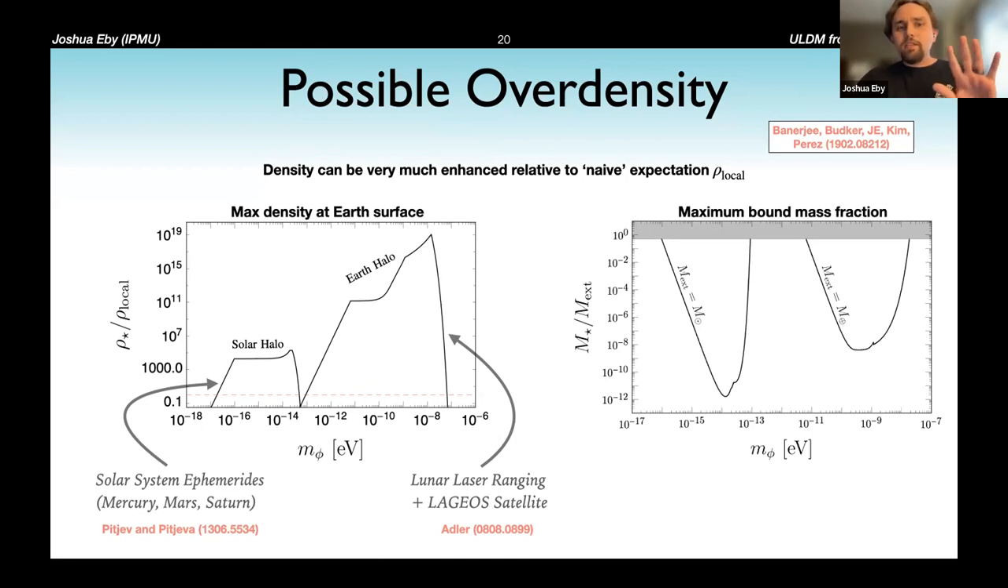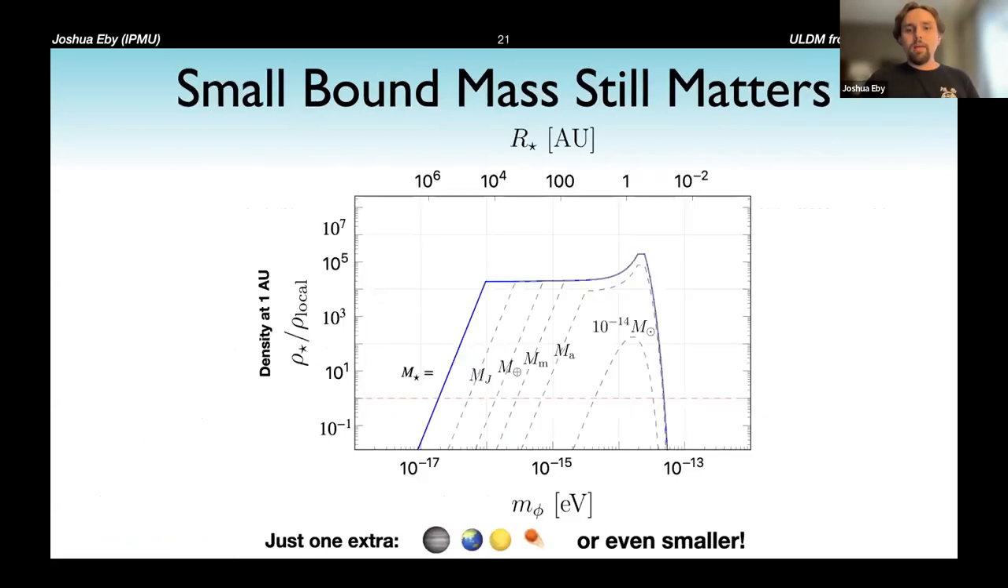By the way, I can also translate this maximum density into a maximum bound fraction to give you a little more of a sense of how much additional mass we are actually talking about adding. So for example, at 10 to the minus 14 eV, in order to saturate this maximum bound density, you only need to add a 10 to the minus 12 solar mass amount of dark matter bound to the sun in order to maximize that limit. So we're not talking about huge amounts of matter. In fact, I like to show this slide just to really drive that point home.